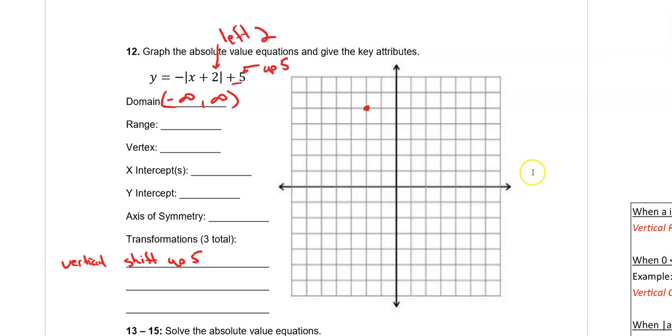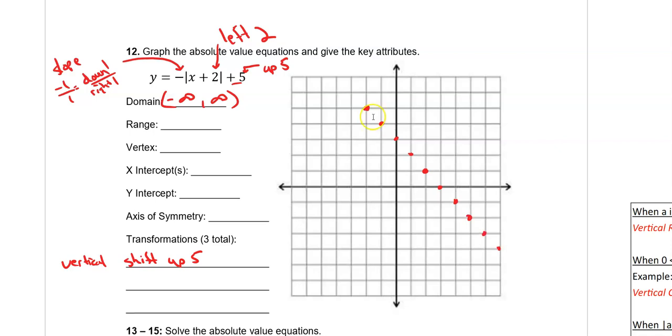Let's go ahead and graph this. So I've got my up 5, left 2, and made my dot. And then this outside part, the A value, if there's nothing there, it's considered a 1, and this is the slope. And it's negative, so it's negative 1 over 1, which means you go down 1, right 1. So down 1, right 1, like this. Down 1, right 1, down 1, right 1, like that.